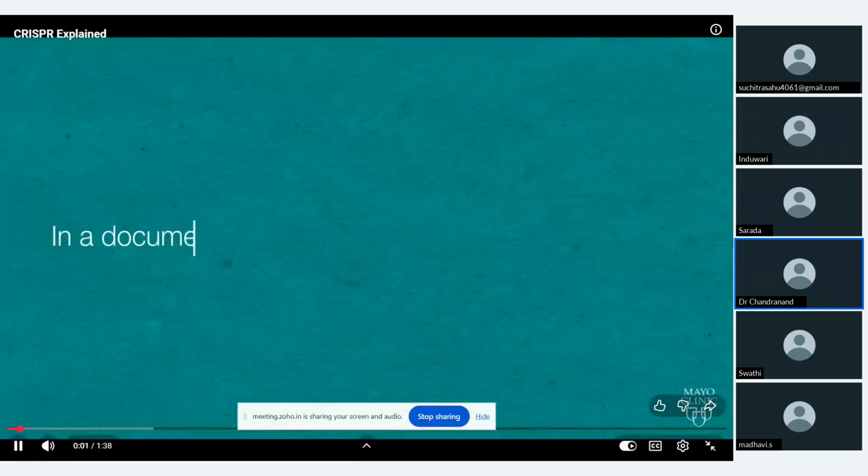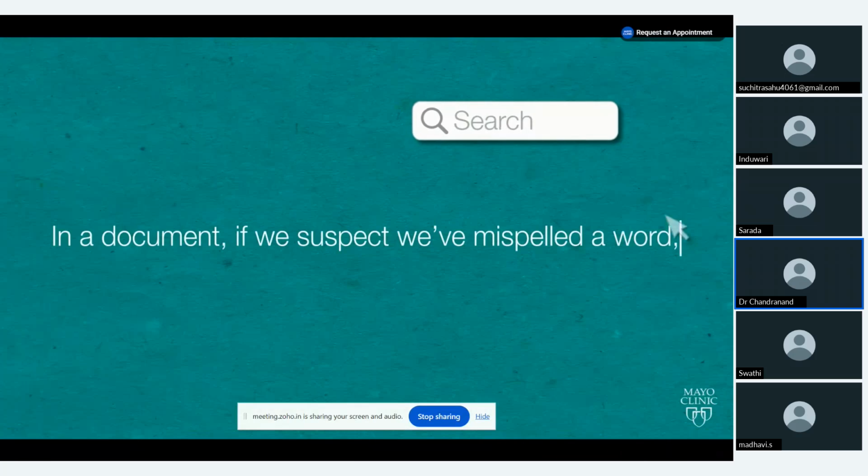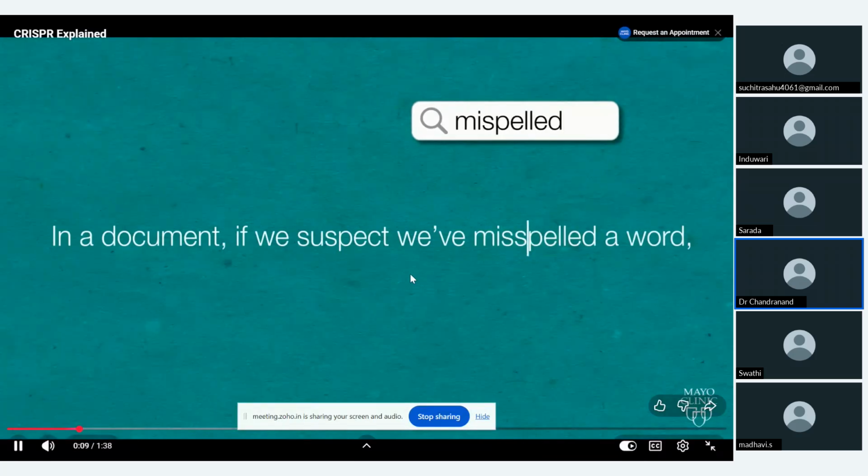In a document, if we suspect we've misspelled a word, we can use the find function to highlight the error and correct it or delete it.